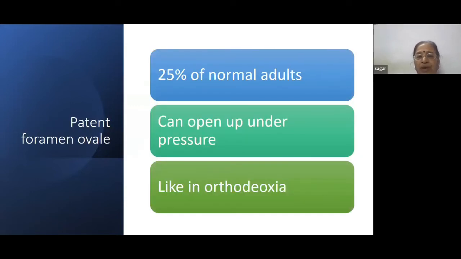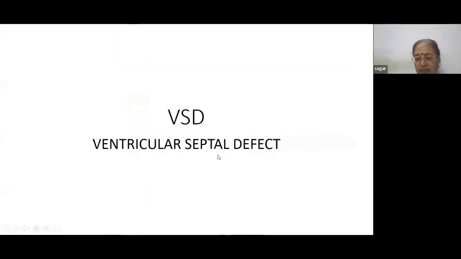You can also get a patent foramen ovale, which is present in 25% of normal adults, which can open up under pressure. Like in orthodeoxia, one of the explanations given is the opening up of the patent foramen ovale. So that doesn't matter. It's not at all a major thing. So with that, we come to the end of ASD. Shall I proceed, Sanket, to VSD? Or are there any questions that we should finish?